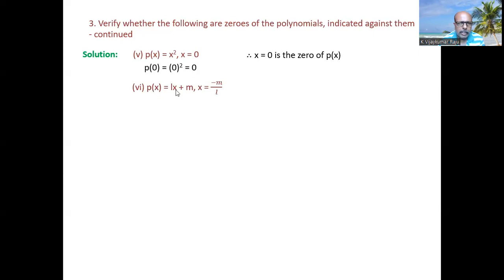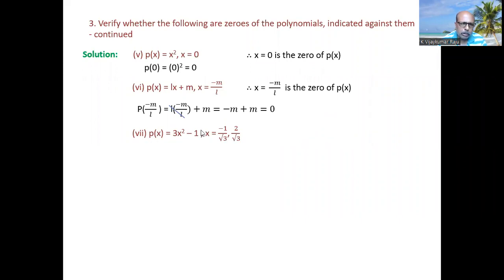Now, Lx plus m, and x is equal to minus m upon L. Let's put the values. So if you see here, L will cancel. Therefore, you have minus m plus m. Plus m minus m cancels and is again equal to 0 because plus minus is 0. Therefore, x is equal to minus m upon L is a 0 of P of x.